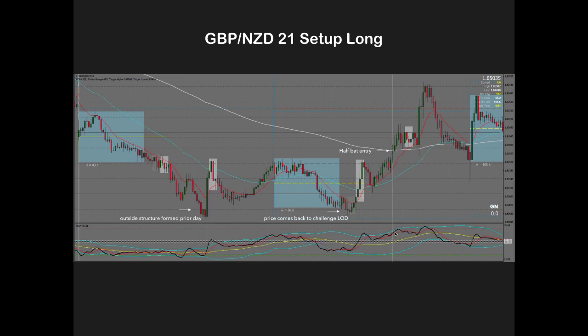And you get the TDI confirmation above the signal line, above the market baseline. This trade here would net you 130 pips from that entry right there. So this earlier entry would give you more pips, and obviously if you took an even earlier entry somewhere down here, a little bit riskier, more aggressive, you can catch way more than that. So very nice trade here, a 21 setup long.